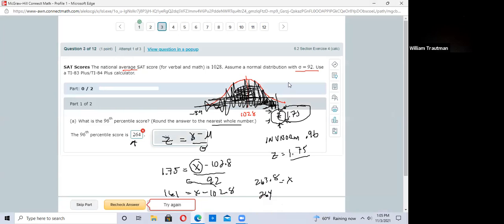I'm going to do the inverse norm. Menu 553, and the area is 0.96. The average score was 1028, and standard deviation was 92. Oh, I might have typed in those backwards. And I get my score here: 1189.